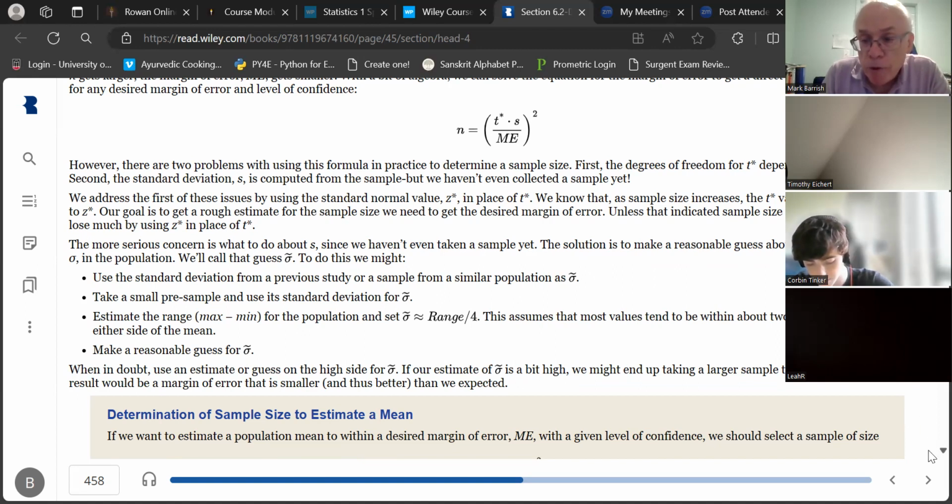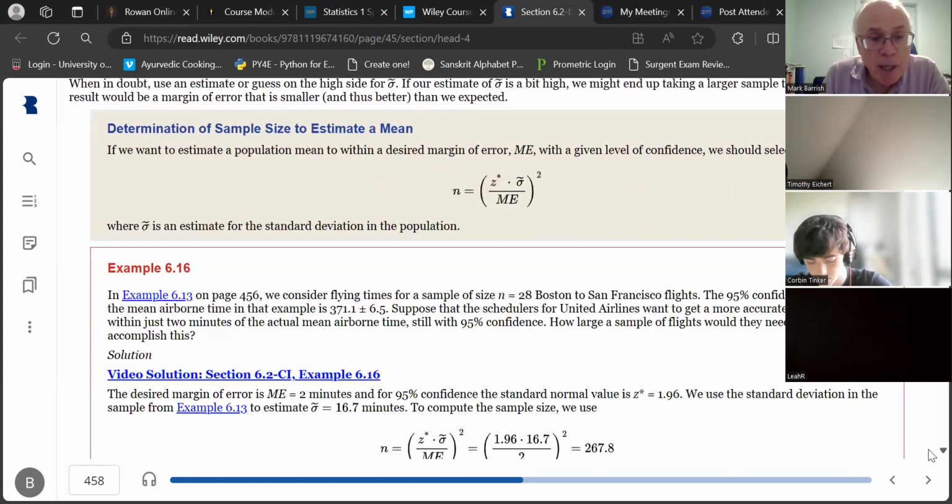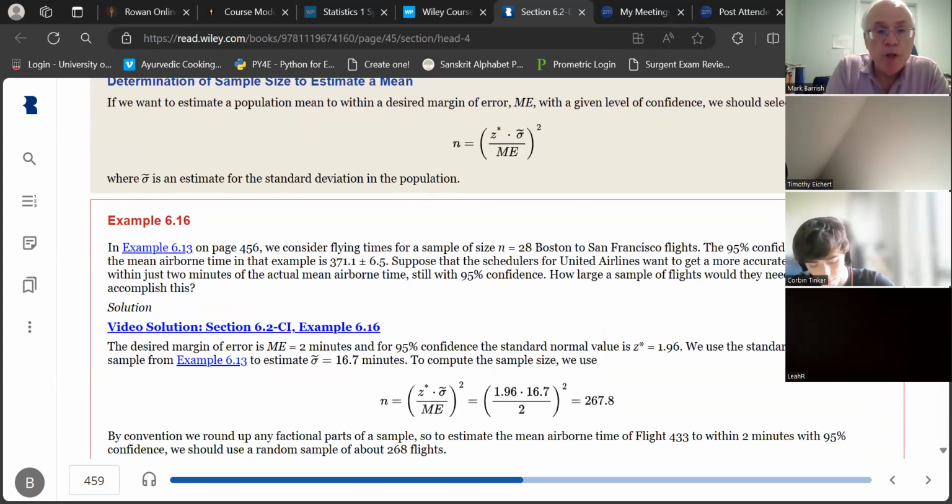So the best way to do this is to do an example, right? We should do this example. And so let's look at this particular one. This is the flight example again. And so we already had a sample, right? There was already a sample of 28 flights from, it wasn't New York, it was Boston to San Francisco. And suppose you want to do an additional study later, all right? You want to use some more bigger sample.